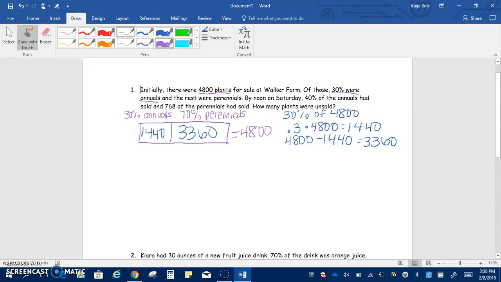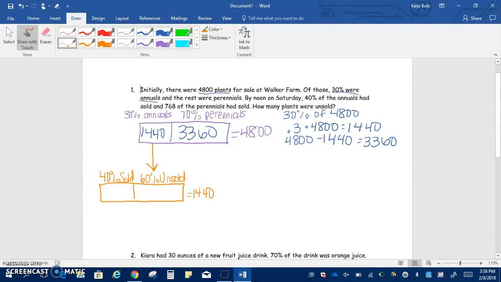Alright, so now that we know our original amounts, we can go on to that second part of the problem. It says by noon on Saturday, 40% of the annuals had sold. So I'm going to take this annuals box, draw a little arrow, and move down here to make another tape diagram. They told us that 40% had sold, so that's our first box, 40% sold. And this would be 60% unsold. And we know that our total from up above there is 1,440.